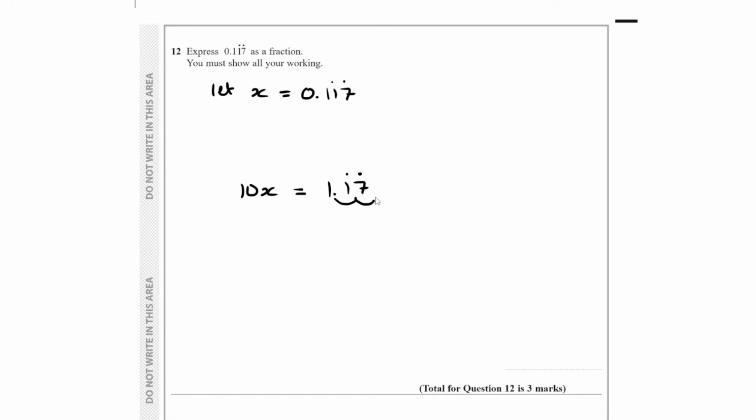So that would be moving the decimal place twice more, wouldn't it? Which is multiplying by 100, but we've already started with 10, haven't we? So that's actually 1,000x would be 117.17 recurring. So you see how I've got exactly the same recurring decimal. That's what I want. And then you subtract them. So that would be 990x.